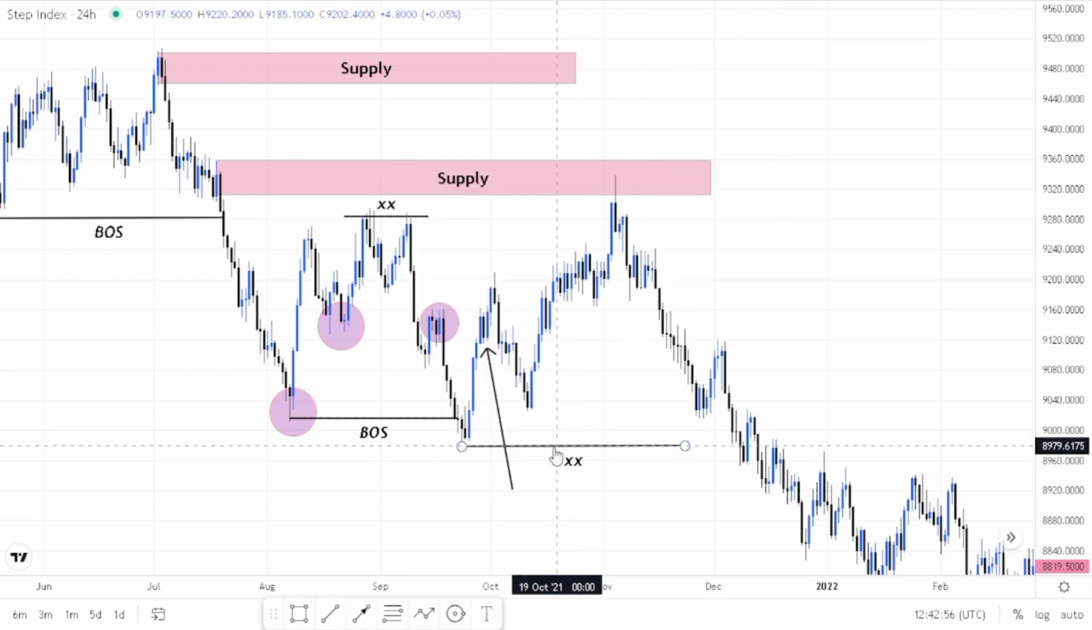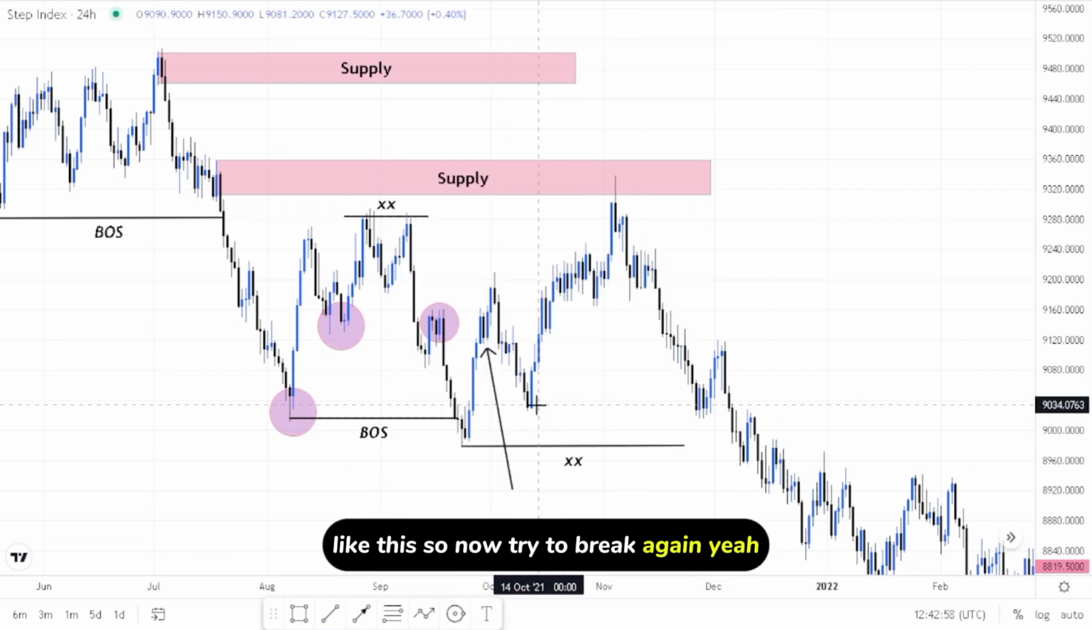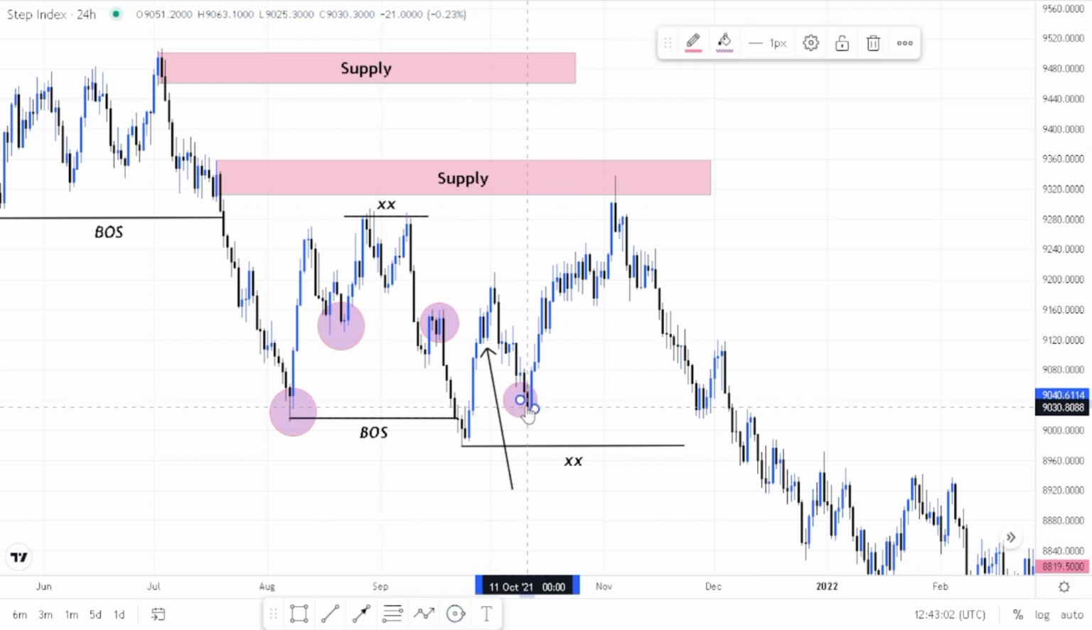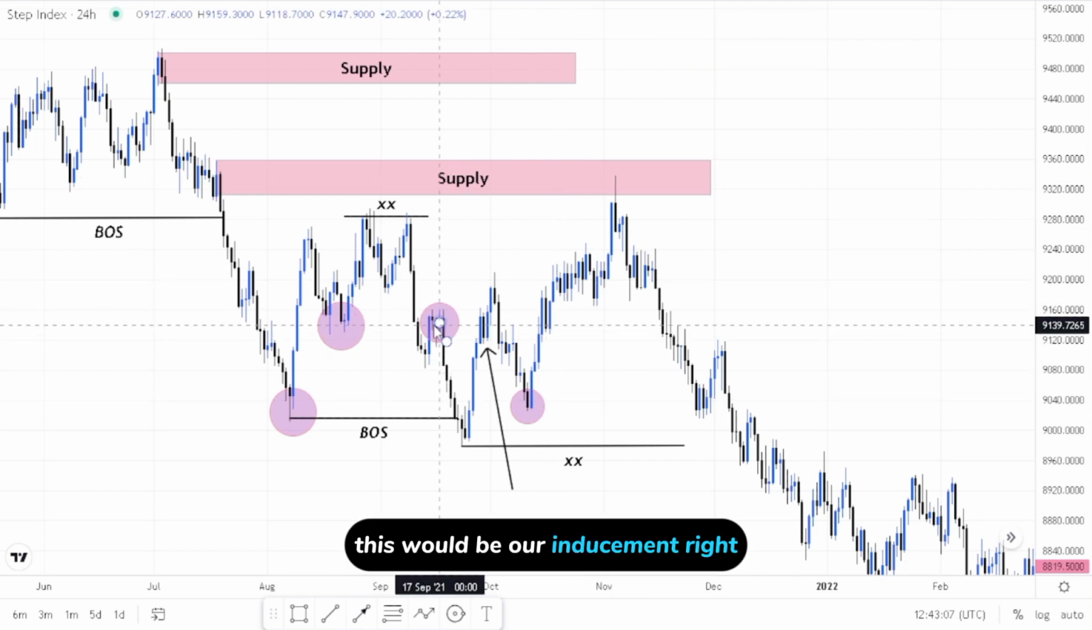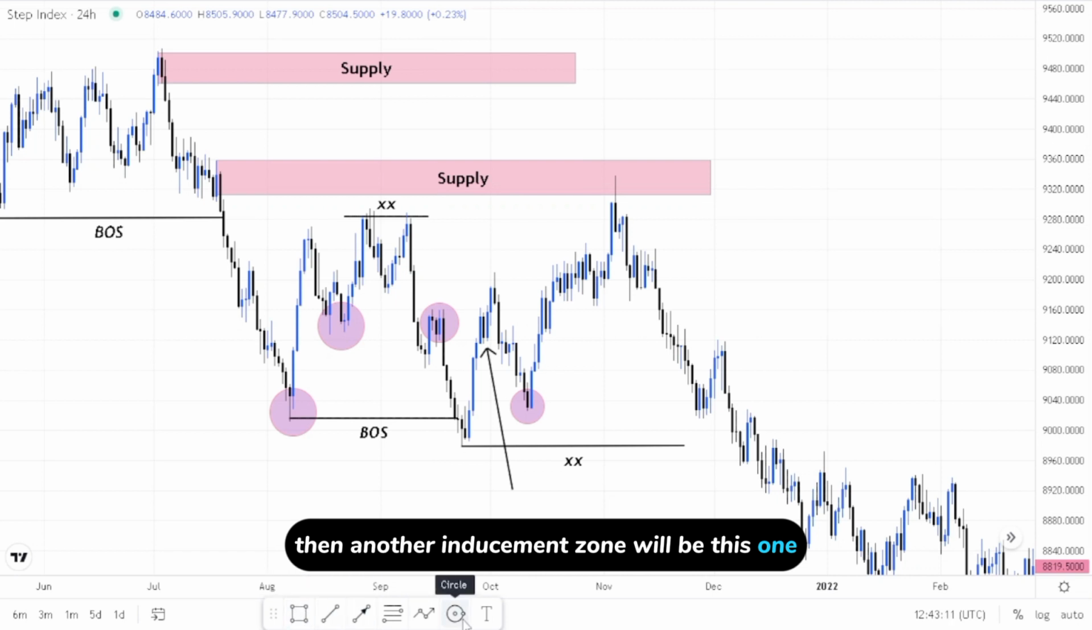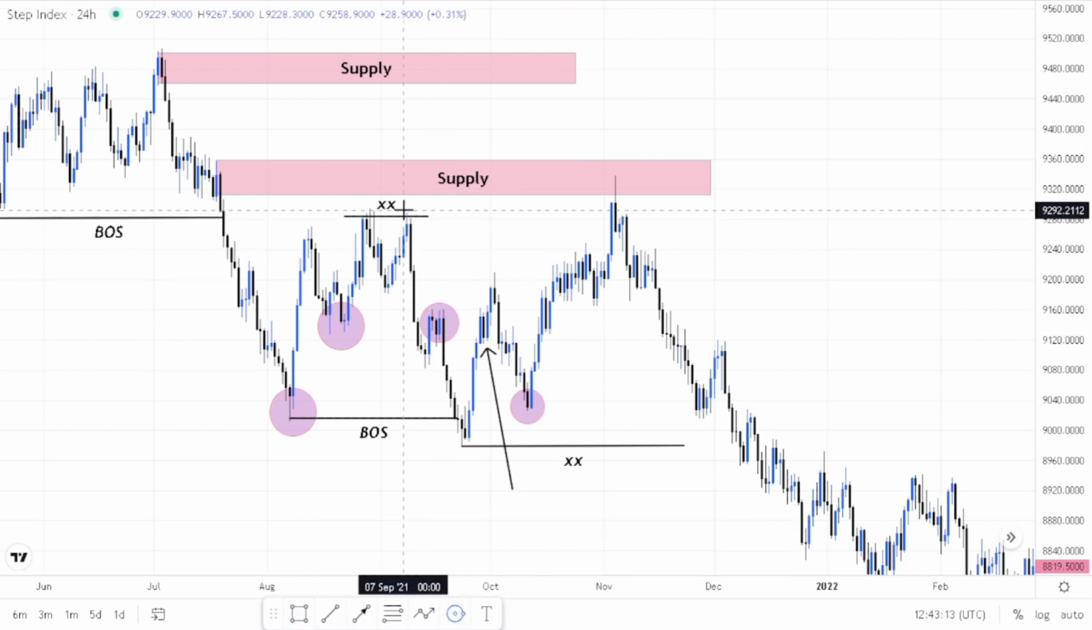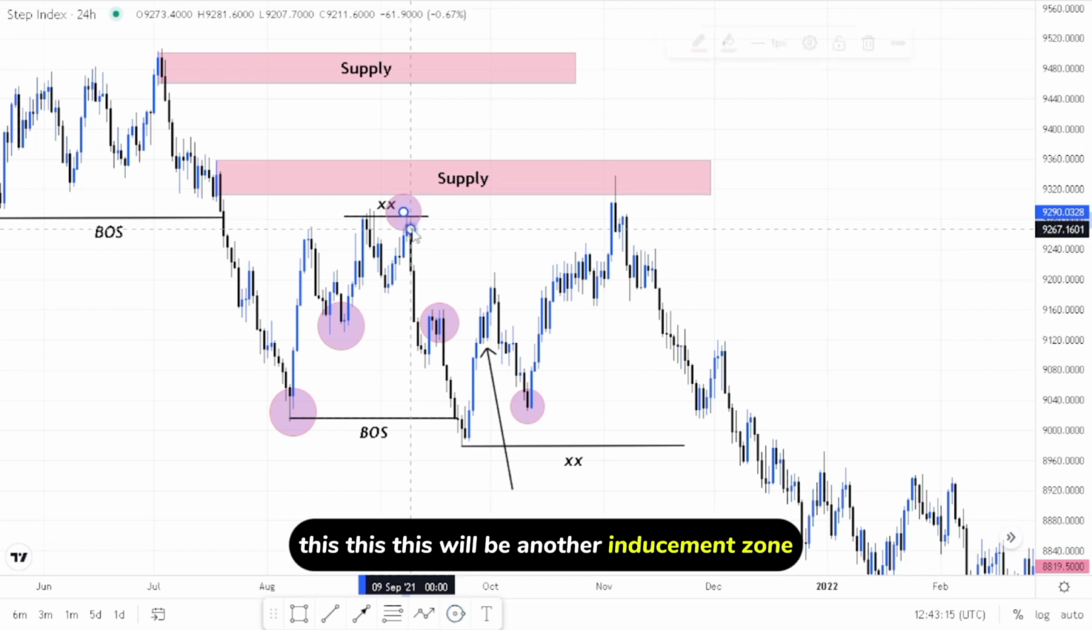Like this. So now it failed to break again here, then it finally went back up. This would be our inducement, right? Then another inducement zone would be this one. This would be another inducement zone.